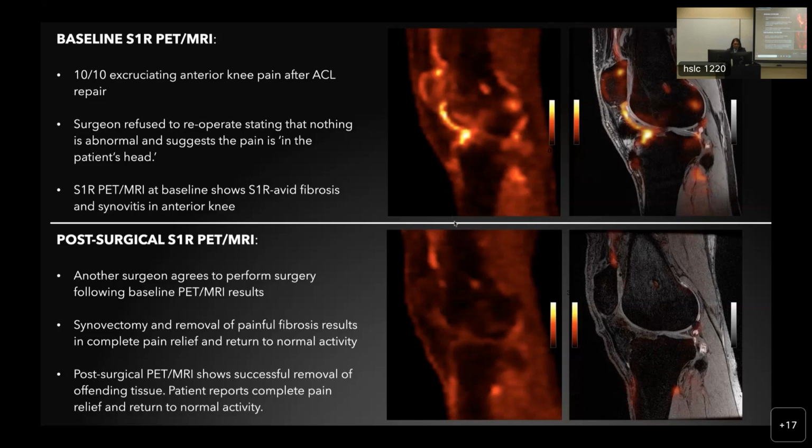So we managed to convince another surgeon, can you go in there and do a synovectomy and a cleanup of all these areas that show positive on the tracer image. And this is the post-synovectomy image showing you removal of that painful tissue, and the patient actually now reports 0 out of 10 pain in that knee, and it actually feels stronger than the contralateral knee as he's been able to get it back to full strength.